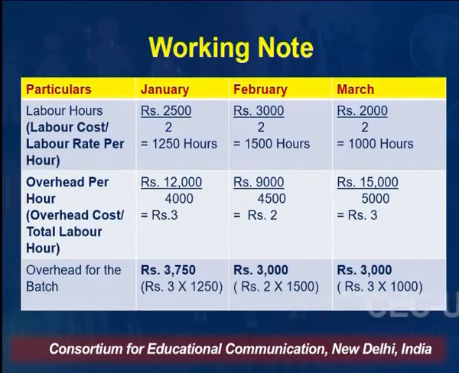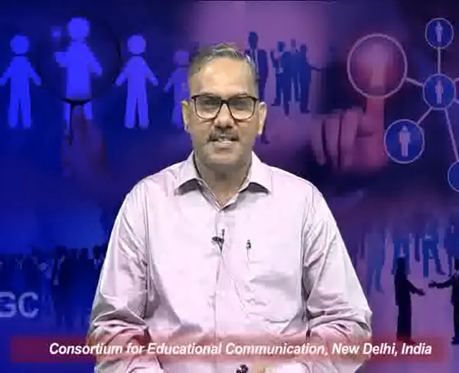So this was a point of understanding. Minus this, rest all is known to you. We follow the same process. We have only computed this labor hour here. We have computed overhead per hour to arrive at overhead for this specific batch. So now we'll move on to the statement of cost and profit per unit of each batch.